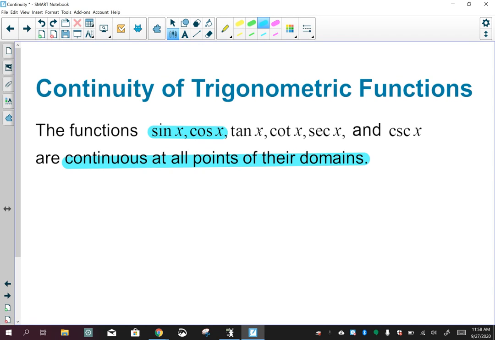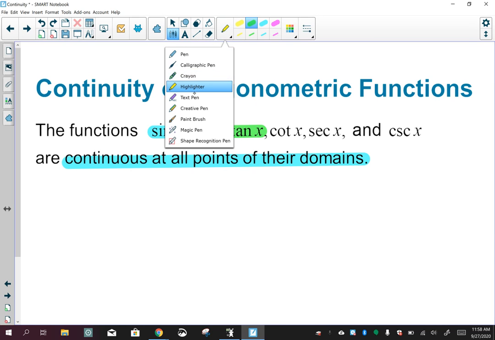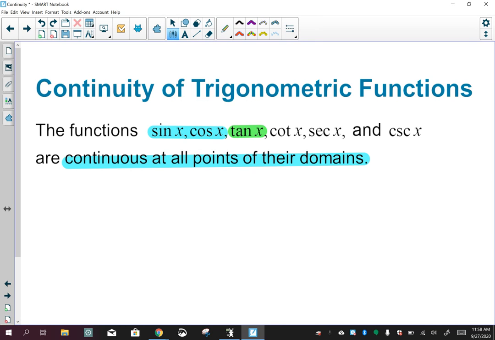But then you have tangent of x. Well, tangent is our first place that we say, okay, where am I not continuous? If you're thinking about tangent, tangent is the same thing as sine over cosine. Well, my cosine is 0 when I have pi over 2 and 3 pi over 2. So I am continuous for all values on this unit circle for tangent, except when my x value equals pi over 2 or 3 pi over 2.